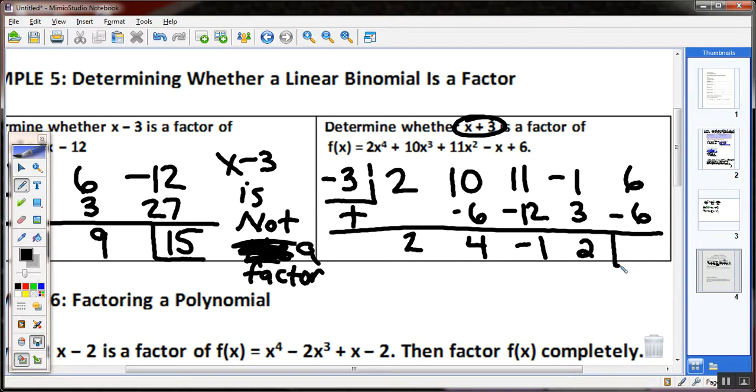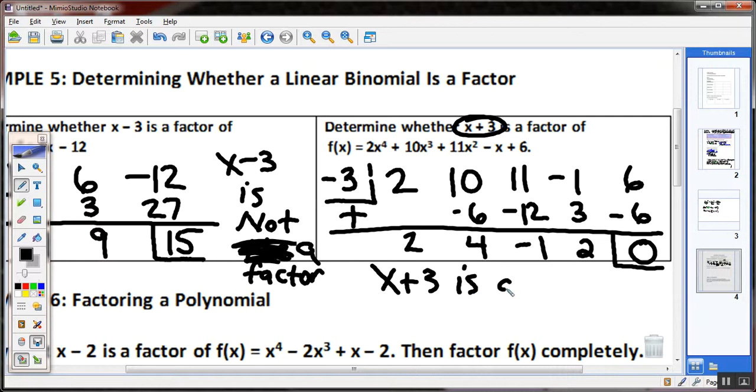Oh my gosh. What happened right here, kids? So x plus 3 is a factor of 2x to the fourth plus 10x to the third plus 11x squared minus x plus 6. So I could say in this case, x plus 3, you are a factor. Because the remainder was what? 0. Yeah.